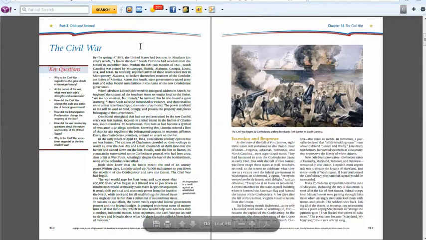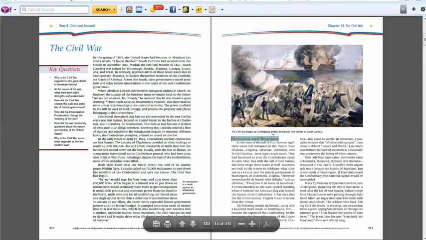Now, in the beginning of the chapter, they always set the stage and tell you a little bit about where the situation is, where you're starting in the timeline. And it starts talking about the secession of South Carolina from the Union after Lincoln had been inaugurated. And it talks a little bit about how long the war was, how many lives it would cost. It's just giving you an overview of the Civil War itself.